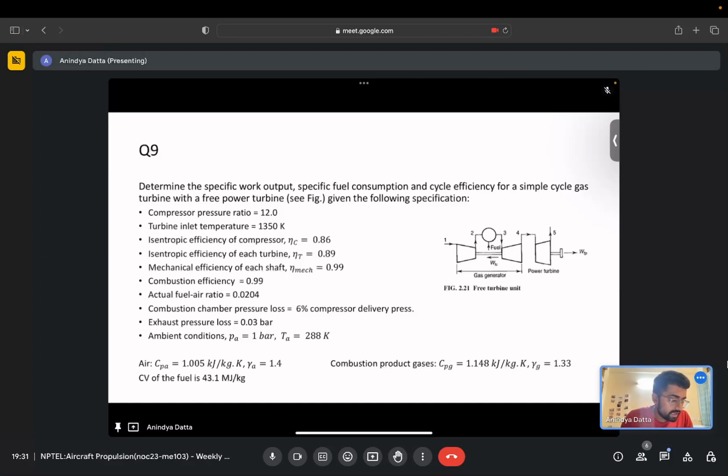We have to find out the specific work output, specific fuel consumption and cycle efficiency of a simple gas turbine with a free power turbine. Is the schematic clear? If anyone has any doubt, just let me know now before we start solving the problem. Let's see what is given. The compressor pressure ratio is 12.